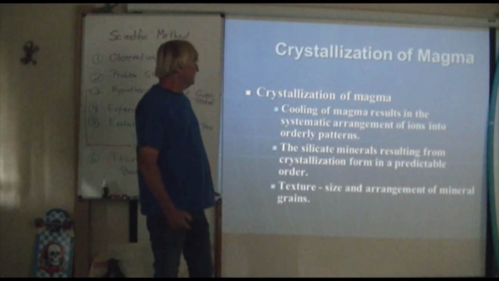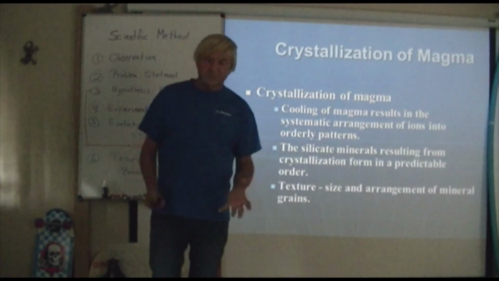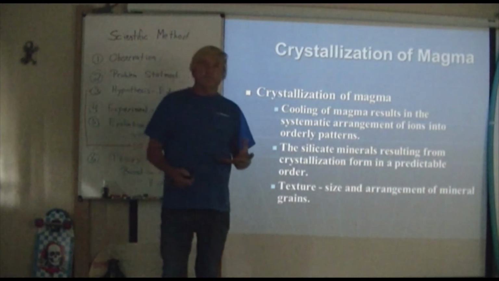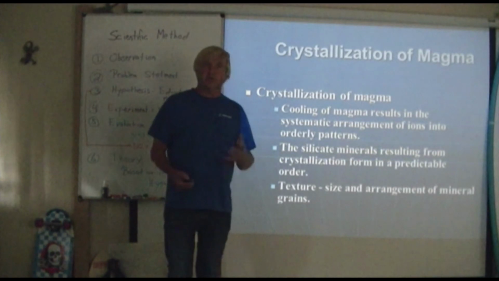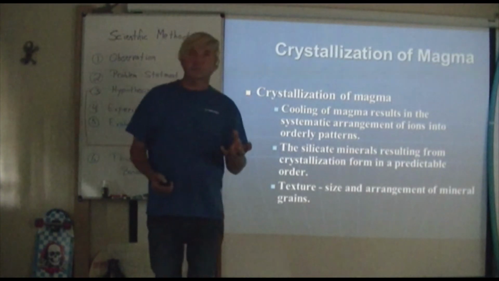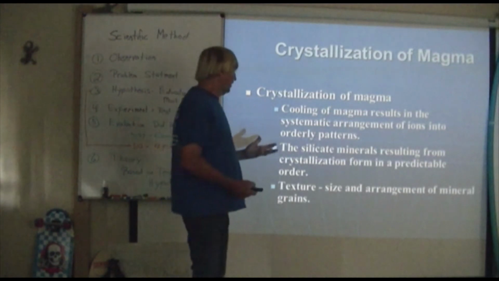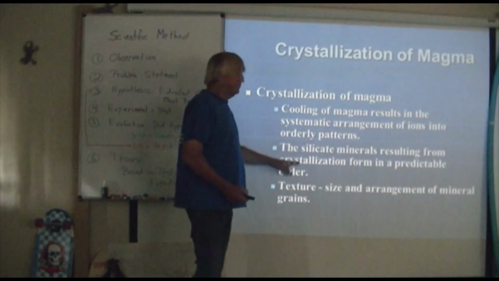So there's crystallization of magma. What happens is this magma, as it cools, lowers in temperature, that iron and that silica are going to crystallize. They're going to actually form crystals, and those crystalline structures are going to combine to form igneous rocks. So they form in a very predictable order.